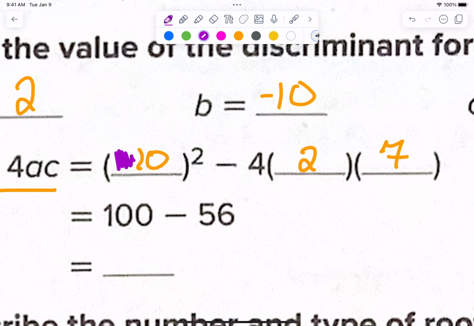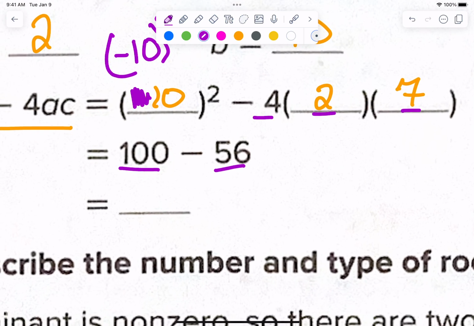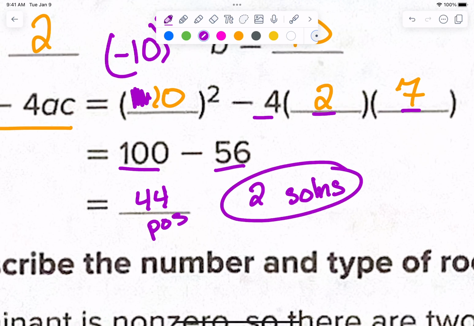Don't even type it in. If you type in negative 10 squared into your calculator, you will get negative 100 and it will give you the wrong answer. I'm just warning you now, okay? You have to either put parentheses or just leave the negative off in general. 100, and then 4, 2, and 7 make 56. 100 minus 56 is what? 44. How many solutions will I have? You're going to have 2. Why? Because this is a positive number. My discriminant is positive, so I'm going to have 2 places where he crosses.